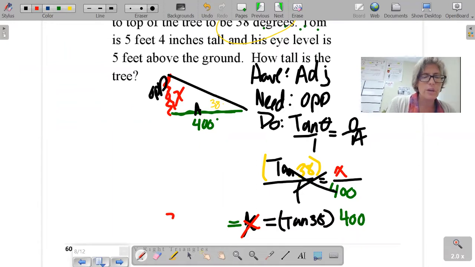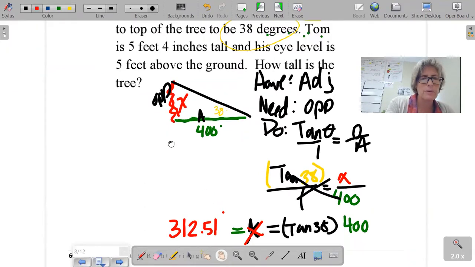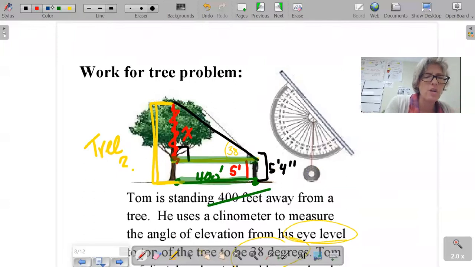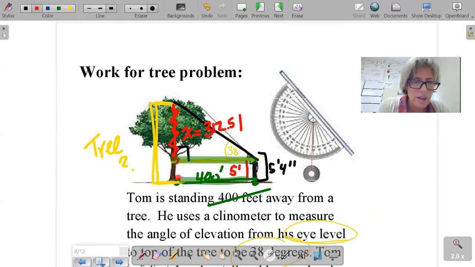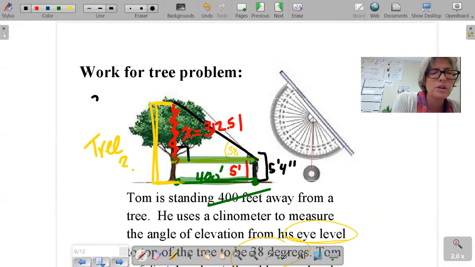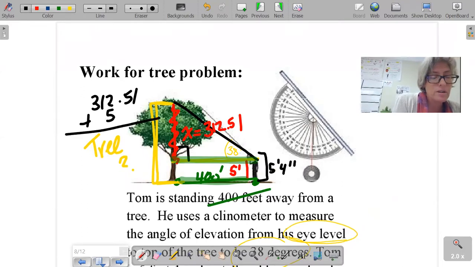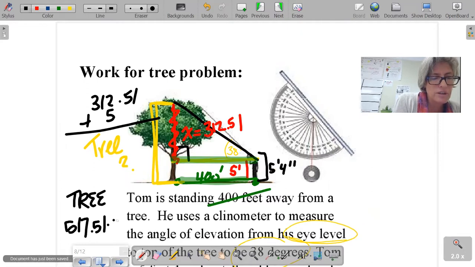Careful. 312.51 feet. We come up here. What you just found was this, 312.51. That's not the total height because it stops short 5 feet, because Tom's measuring from his eyeballs 5 feet off the ground. So the total tree height is going to be 312.51 plus an additional 5 feet. So the total tree height here is 317.51 feet.